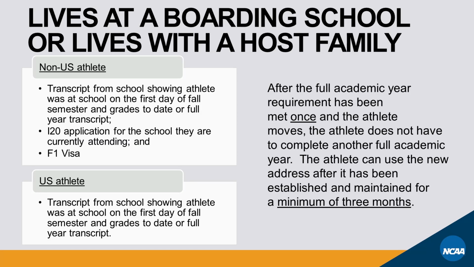If the athlete selected lives at a boarding school or lives with a host family in the same locale as the school they are attending, you must provide a full year school transcript or report card. For spring events, this must also include evidence of attendance on the first day of school. Again, this can be documented on the transcript or report card or via an official signed letter from the school. If the athlete is an international student, you must also upload a copy of their I-20 and visa.